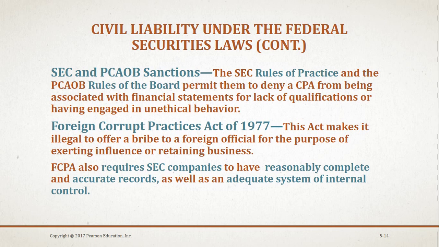The Foreign Corrupt Practices Act of 1977. The act makes it illegal to offer a bribe to an official of a foreign country for the purpose of exerting influence in obtaining or retaining business. The prohibition against payments to foreign officials is applicable to all U.S. domestic firms, regardless of whether they are publicly or privately held, and to all foreign companies filing with the SEC.